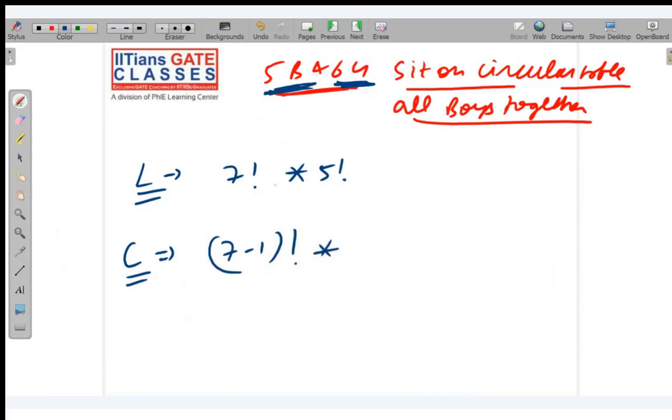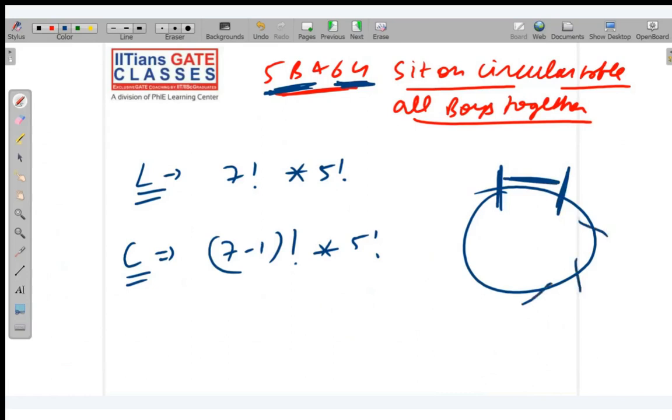Now here confusion will start, whether we have to do 5 factorial or 4 factorial. 4 would be because they are in a circle, you have to do a circular arrangement, but no, I will apply only 5 factorial. Why 5 factorial? Because see this, in a circle, these are the places where boys will be kept, and here we have girls. All boys should be together, like this.